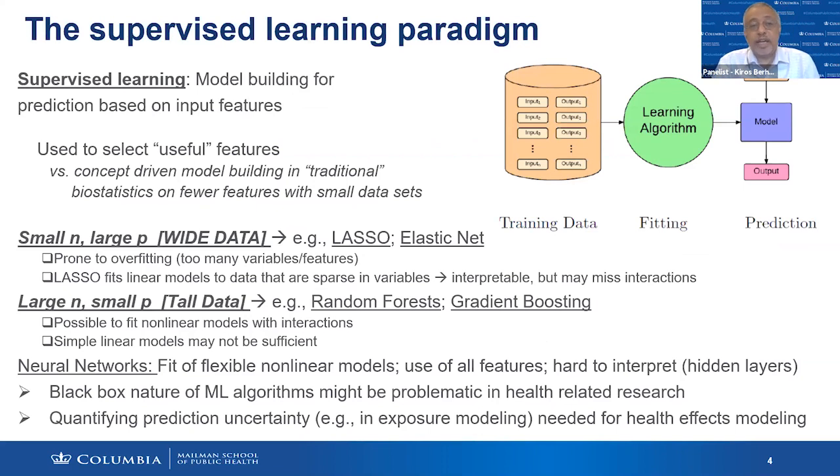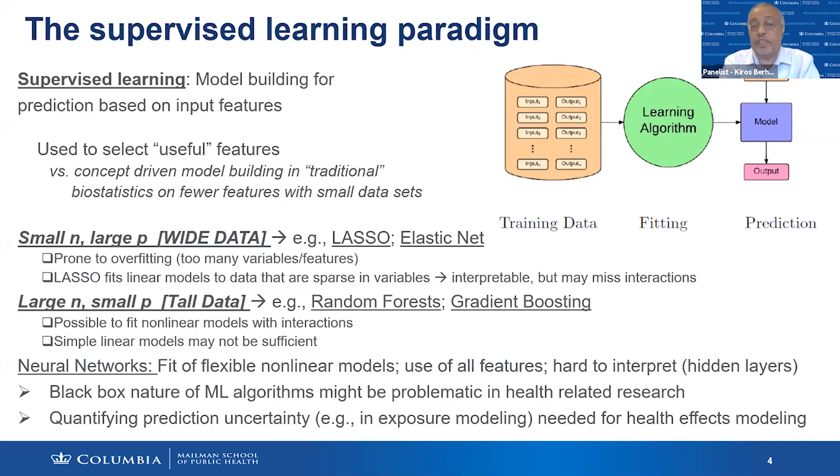I'm not going to go into technical details about this, but one of the most important segments of data science or machine learning is what we call the supervised learning paradigm, where we're really talking about building models for prediction based on input features. And here we're using this to select useful features, and contrast this to the way we have been doing traditional biostatistics and epidemiology, where we are guided by a very conceptual framework, where we have much fewer features and much smaller data sets.